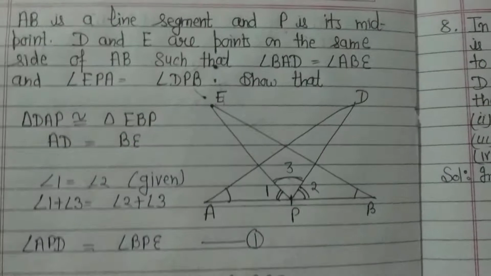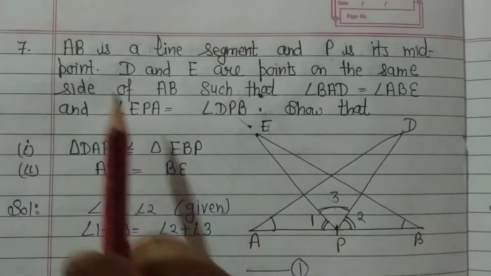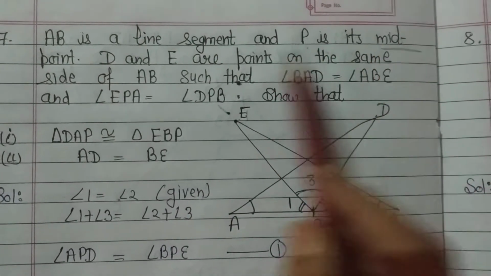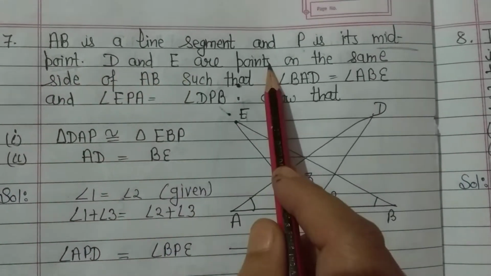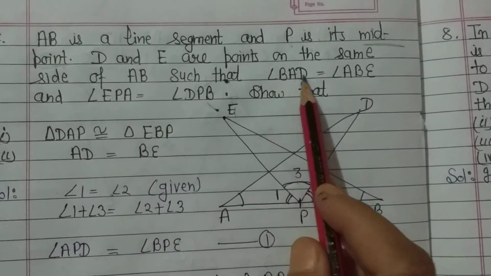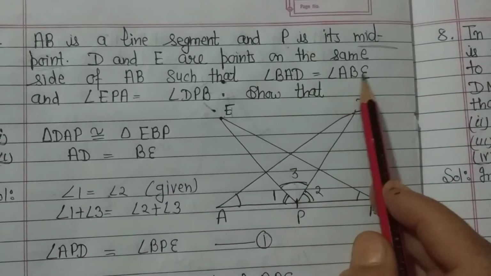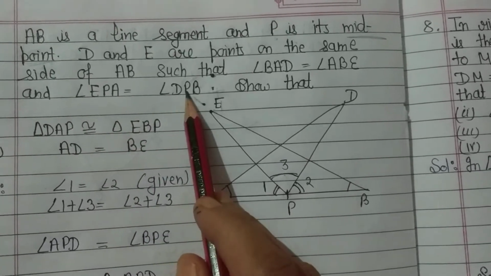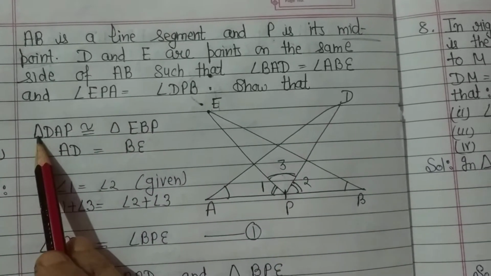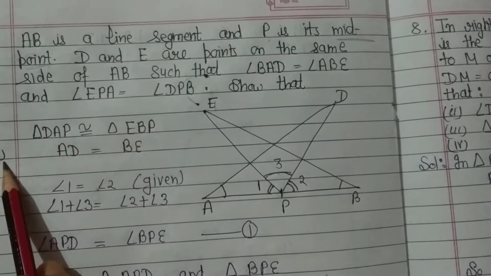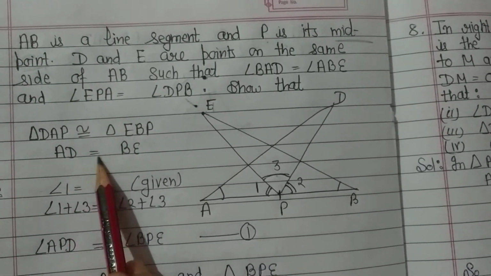Now question number 7. This is also like question number 6. How? Question number 7. AB is a line segment and P is its midpoint. D and E are the points on the same side of AB such that angle BAD is equal to angle ABE and angle EPA is equal to angle DPB. Show that first part triangle DAP is congruent with triangle EBP, and for the second part you have to show AD is equal to BE.